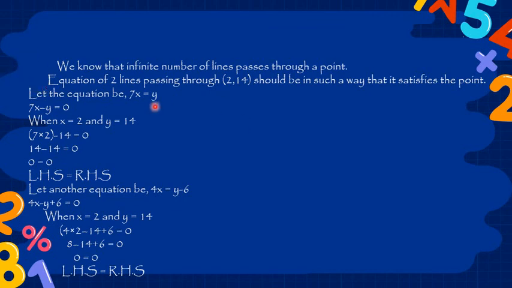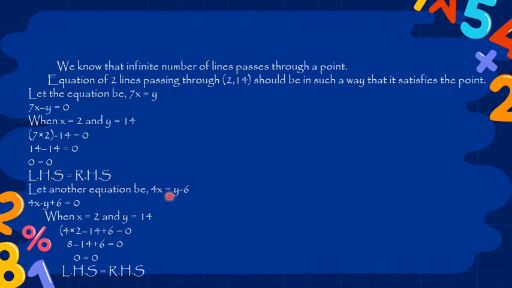Understood? Let the equation be 7x is equal to y. Assume that 7x is equal to y. When we take x equal to 2 and y equal to 14, 7 into 2 is 14. When this 14 comes to the LHS, it becomes minus 14. 14 minus 14 is 0. We got 0 is equal to 0, that is, LHS is equal to RHS.